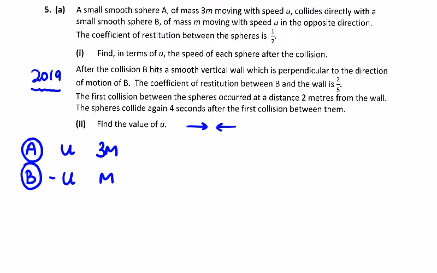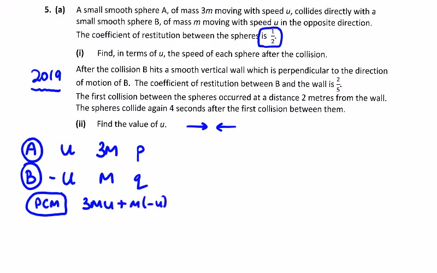e is equal to a half in this case. Find in terms of u the speed of each sphere after collision. We call them P and Q after. So the principle of conservation of momentum and Newton's experimental law, the law of restitution: 3m times u plus m times minus u is equal to 3m times P plus m times Q.